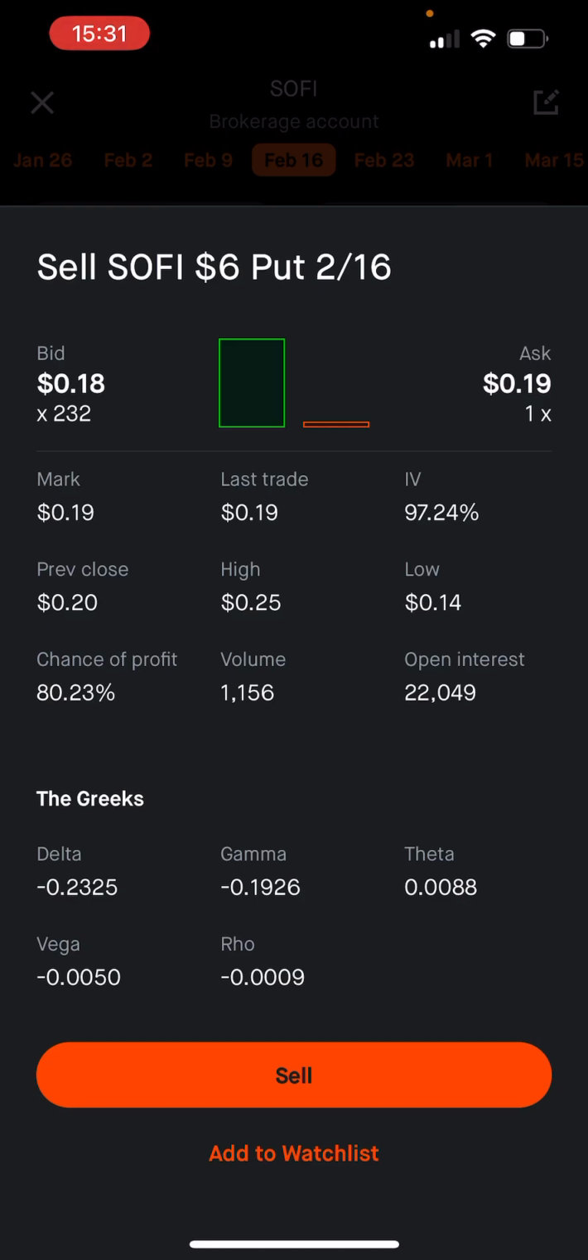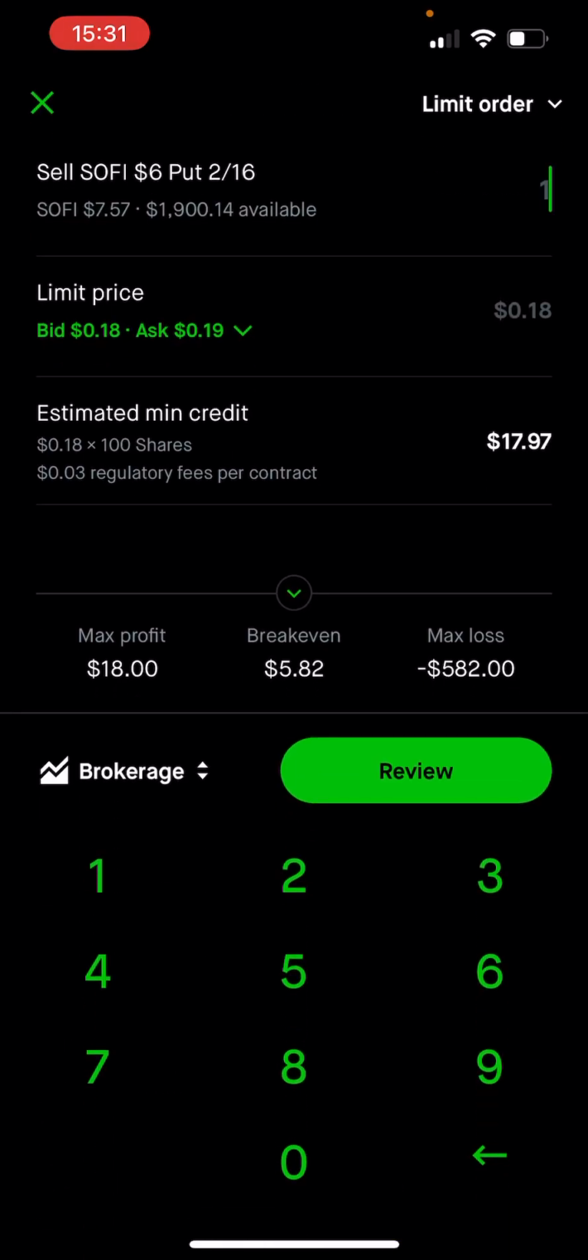So I'm going to go ahead and click sell. I'm going to do one contract for the example. Remember, one contract is 100 shares of SoFi. So I need $600 available to do one contract.